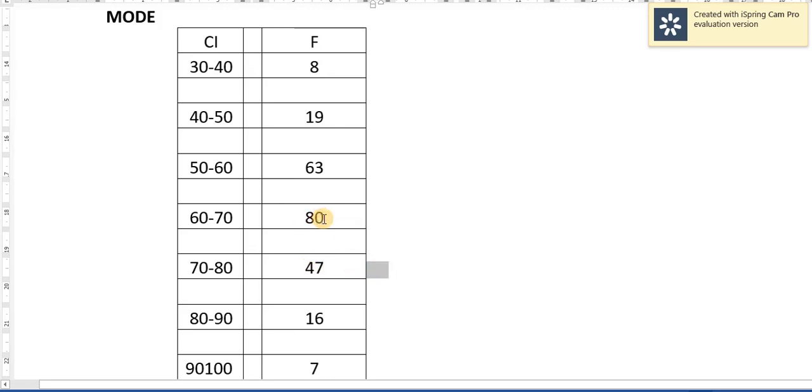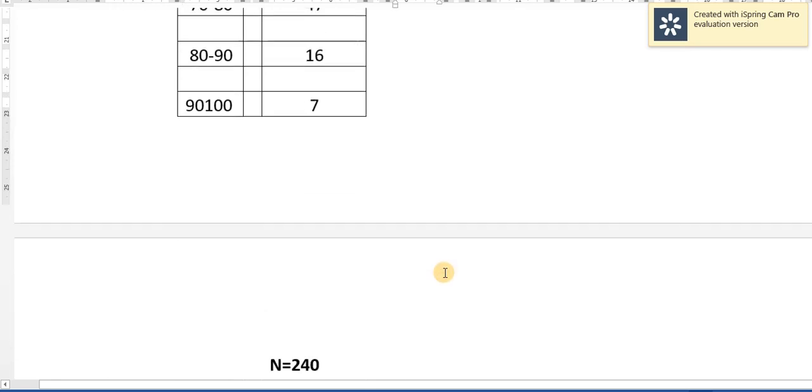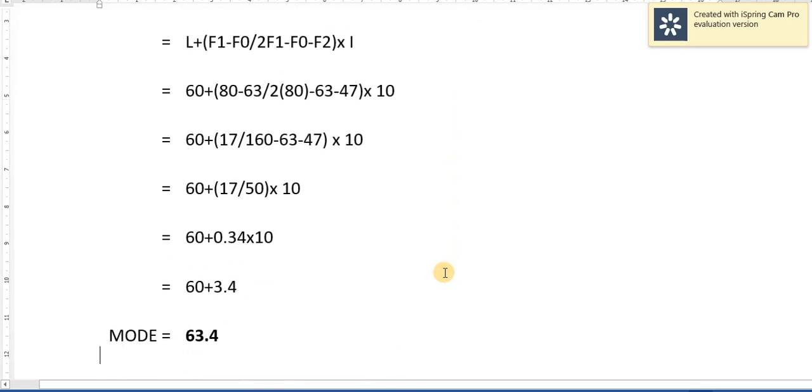Then this is the succeeding frequency of the modal class. And this is the lower limit of the class interval that we have taken in the problem. Look at the formula: L is the lower limit of the class interval, that 60 we have taken. F1 is 80, F0 is 63, F2 is 47, which we already discussed, and I is the class interval difference, 10.